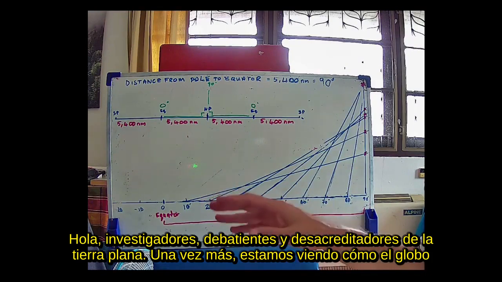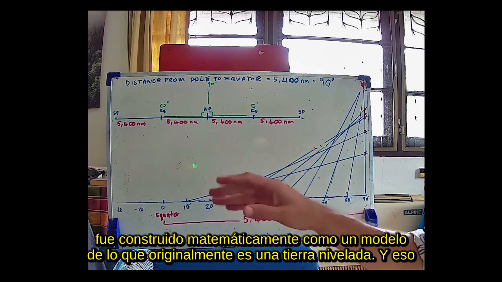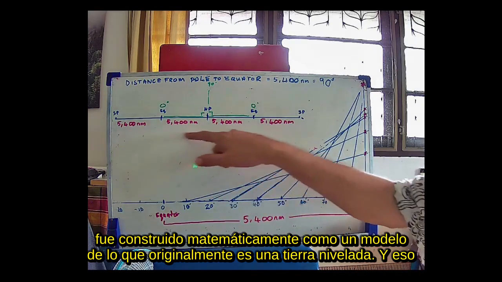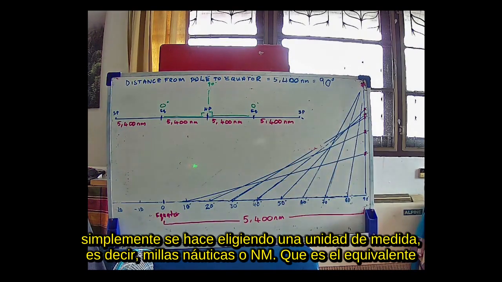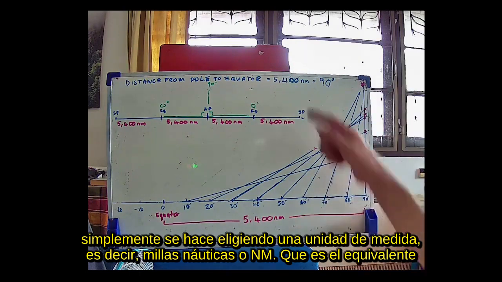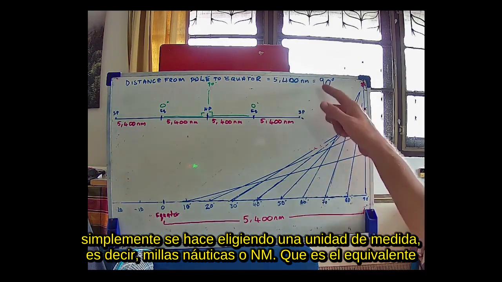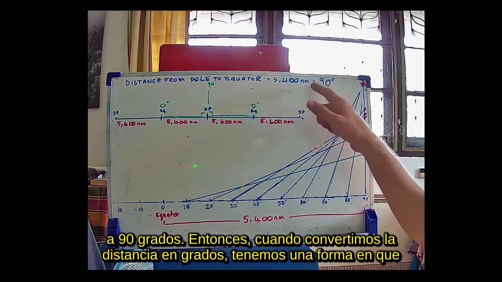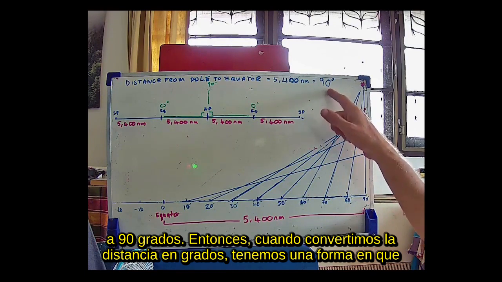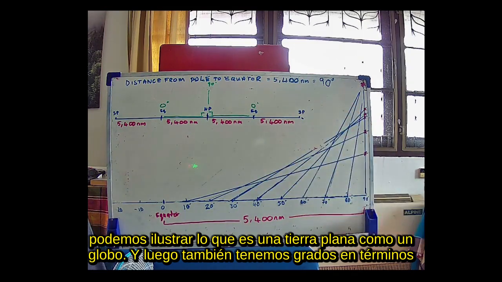Again, we're looking at how the globe was constructed mathematically as a model from what is originally a level Earth. That's simply done by choosing a unit of measurement, i.e. nautical miles, or nm, that is the equivalent to 90 degrees. And so when we've converted distance into degrees, we then have a way that we can illustrate what is a level Earth as a globe.